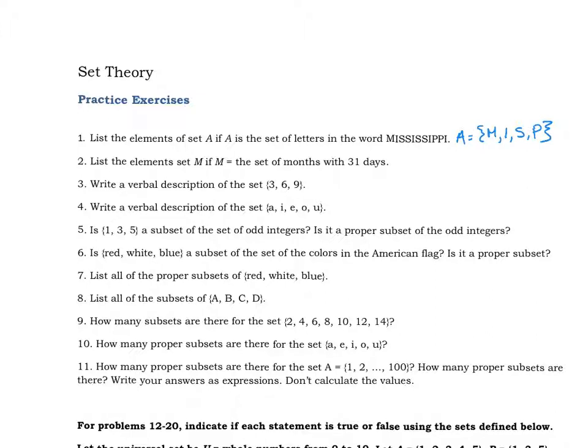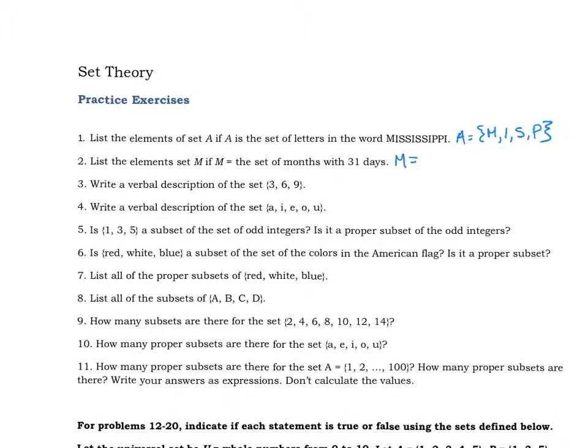Okay, and then the next one is list the elements of the set M, if M equals a set of months that have 31 days in it. So one of the poems that my parents taught me goes as follows. 30 days has September, April, June, and November. And then I think there's something else about February, but we know that February doesn't have 31 days.